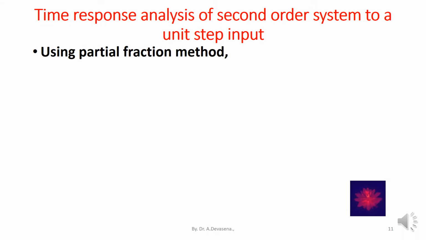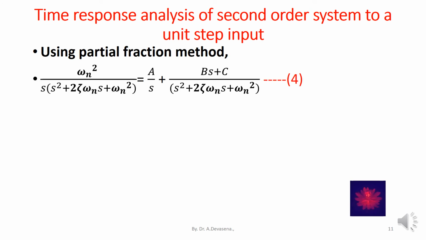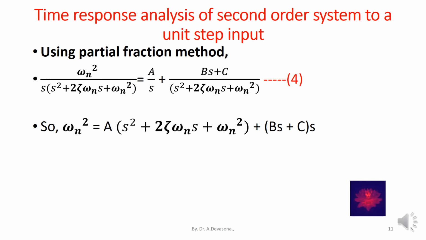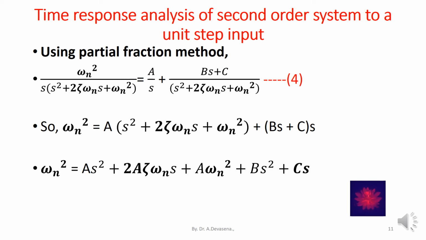Using the partial fraction method, ωn² divided by s(s² + 2ζωn s + ωn²) can be represented as A/s plus (Bs + C) divided by (s² + 2ζωn s + ωn²). Consider this as equation 4, that is ωn² is equal to A(s² + 2ζωn s + ωn²) plus (Bs + C)s. That is ωn² is equal to As² + 2Aζωn s + Aωn² plus Bs² plus Cs.